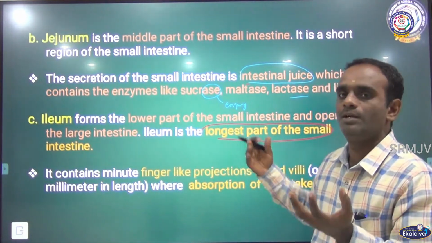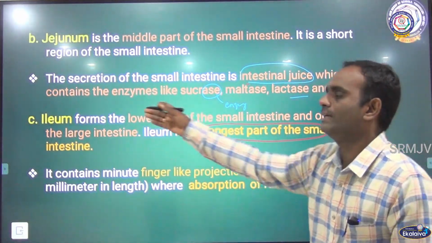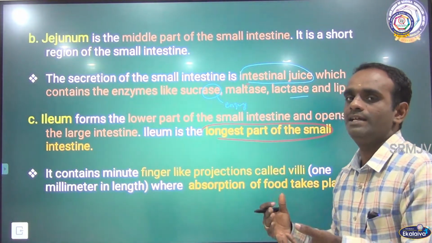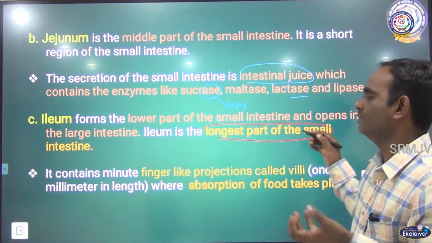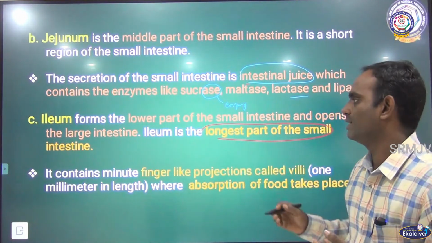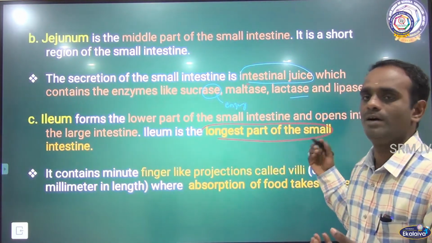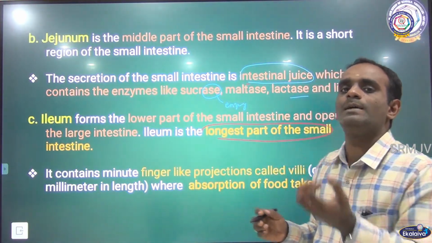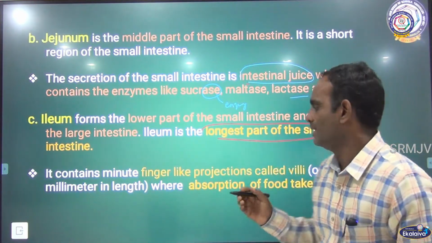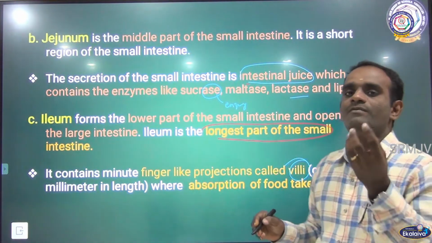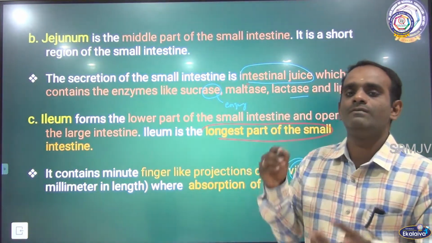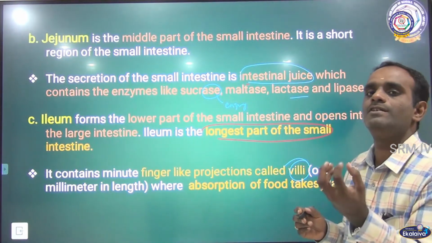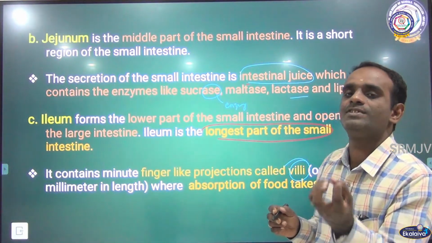So the third part of the small intestine is the ileum. It is the last part of the small intestine. It is the longest part, even though it is last. Ileum is the largest part of the small intestine. It contains minute finger-like projections called villi. See the spelling here, children. Villi, V-I-L-L-I, villi. They are minute finger-like projections meant for absorption of digested food.